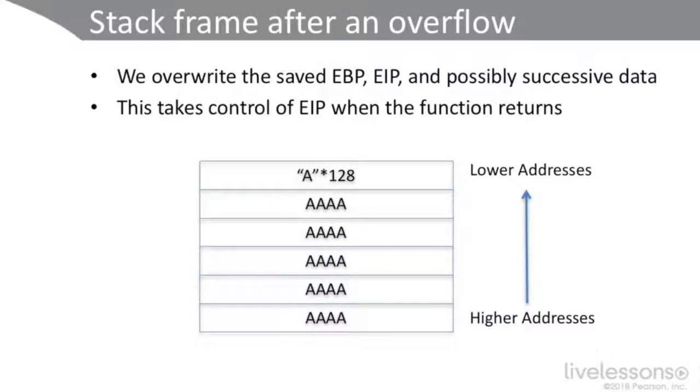When the function returns, it's going to load the saved EIP, the saved instruction pointer, put that into the instruction pointer, and start executing. That's basically the gist of how a buffer overflow works: you're taking control of the instruction pointer and you can point it to whatever code you want to run. If you know where that buffer is, you could point the instruction pointer to that buffer and execute it directly. So what was data becomes code.